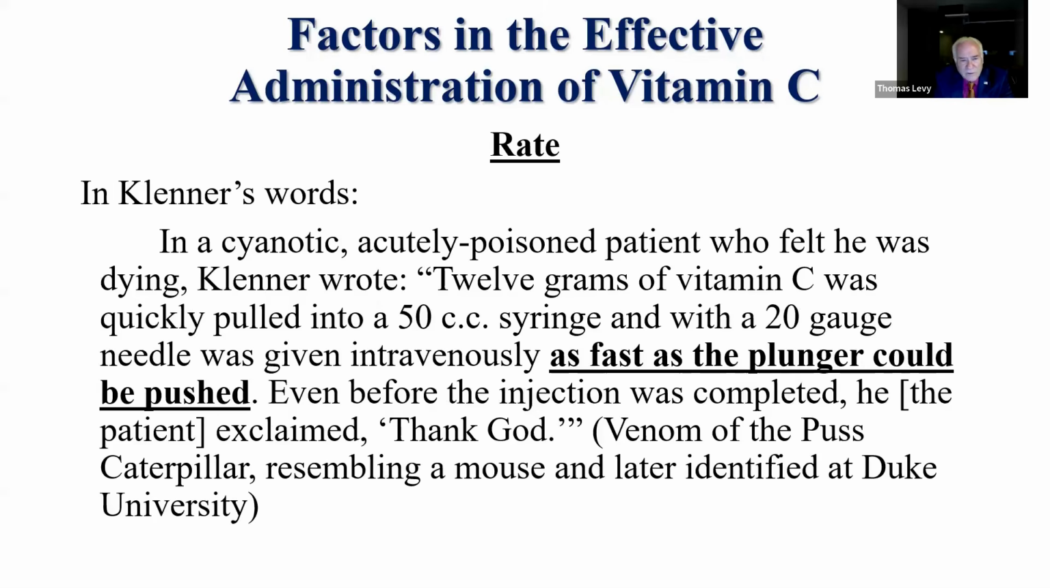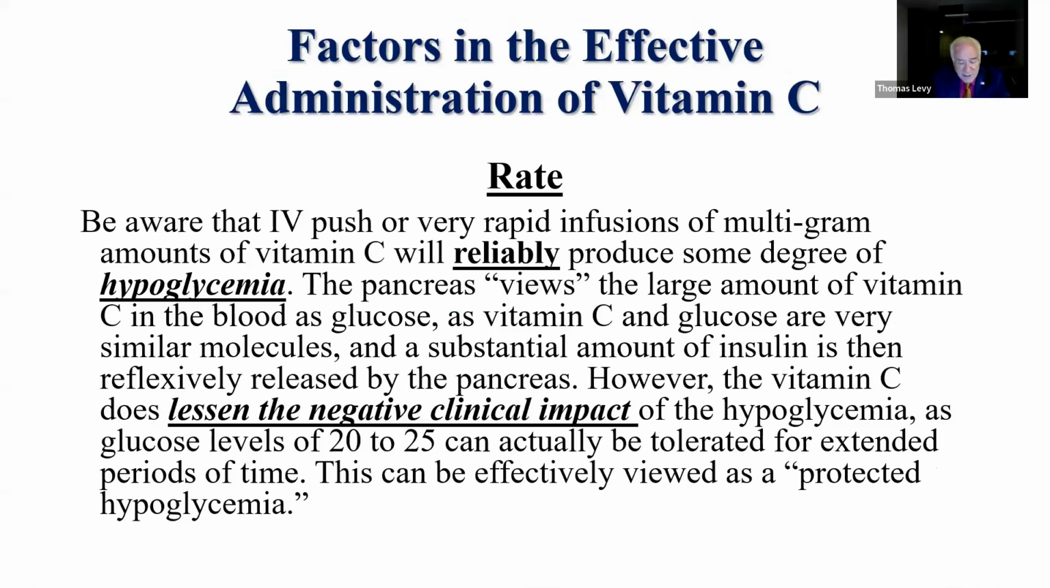This is something, I'll read the whole thing for you. In a cyanotic, acutely poisoned patient, Dr. Klenner, who felt he was dying, wrote the following. This is a direct quote. "12 grams of vitamin C was pulled quickly into a 50 cc syringe and with a 20 gauge needle was given intravenously as fast as the plunger could be pushed. And even before the injection was completed, the patient exclaimed, 'Thank God.'" That's how sick he was. That's how quickly he resolved. But don't be gun shy about giving vitamin C enough, rapidly enough, especially in critically ill situations.